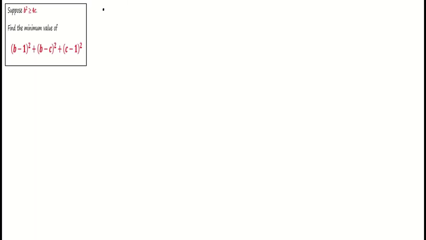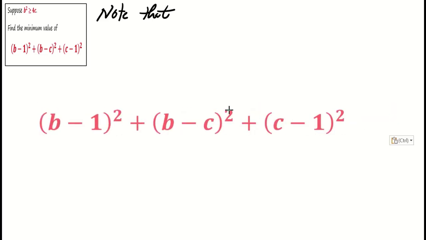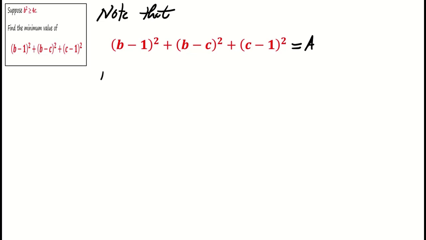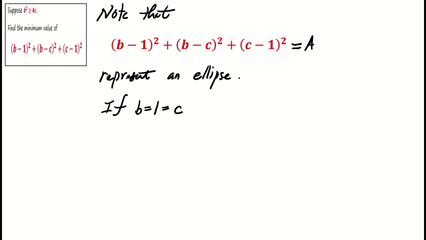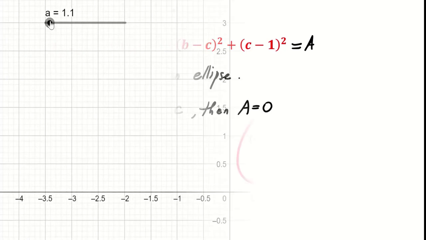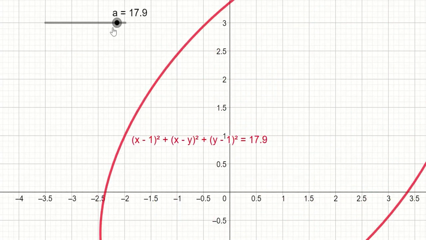Note that if we express (b minus 1) squared plus (b minus c) squared plus (c minus 1) squared as a, it represents an ellipse. It's evident that if b equals 1 and c equals 1, then a equals 0. Let's examine the graph of this ellipse using GeoGebra.